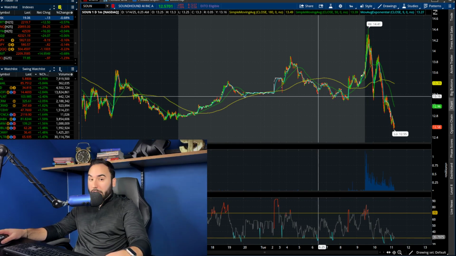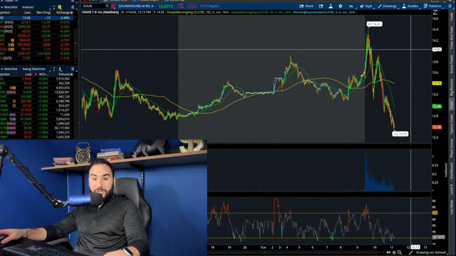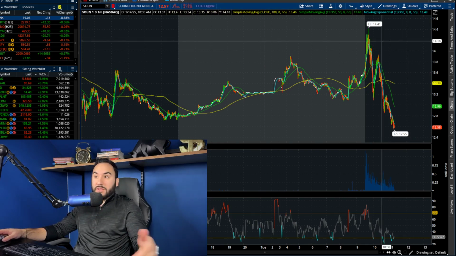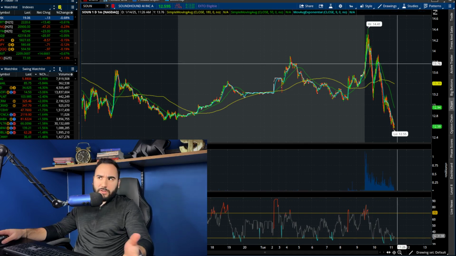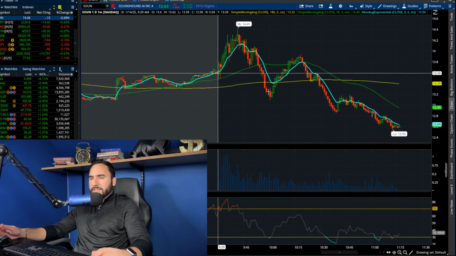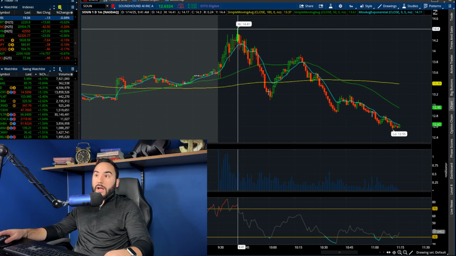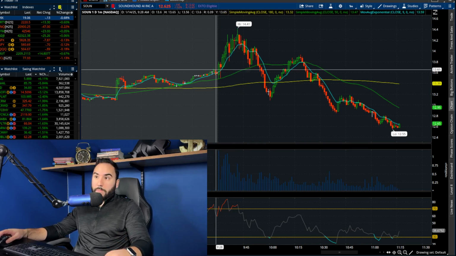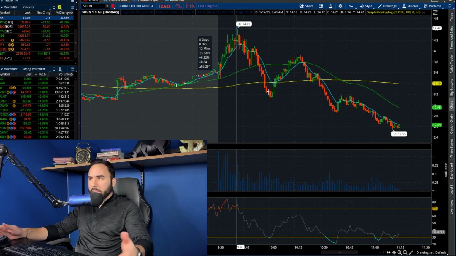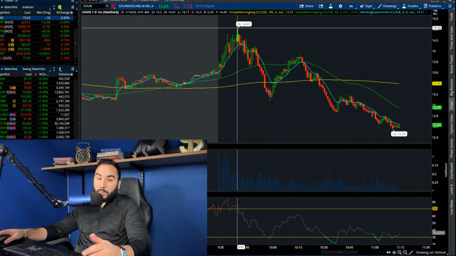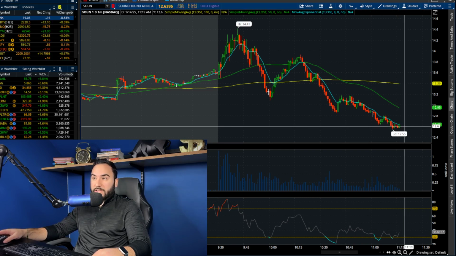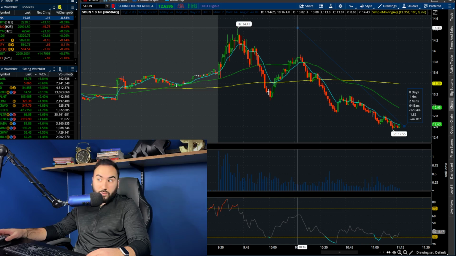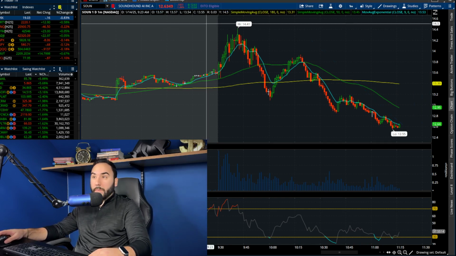So, man, Soundhound AI has been quite the roller coaster ride over the last couple of weeks, days, and today. Today it's been a roller coaster ride as well. We opened up at around $13.50, 60 cents, right in that ballpark, and we went up to $14.40. So initially we popped out of the gate up around 6%, looking pretty good. But since that point, well, we've dropped. We've been selling. Now we're down to $12.60.